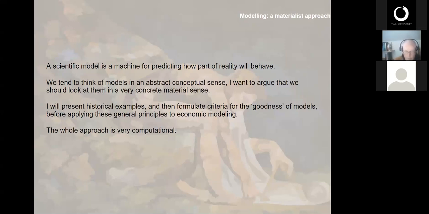But I'm not just focusing on that. I'm also going to talk about how do you know whether a model is good? And in the next lecture, I'll be talking about applying this to economic theories, and particularly to critiquing neoclassical economics. And the approach I'm going to be taking is pretty computational throughout.